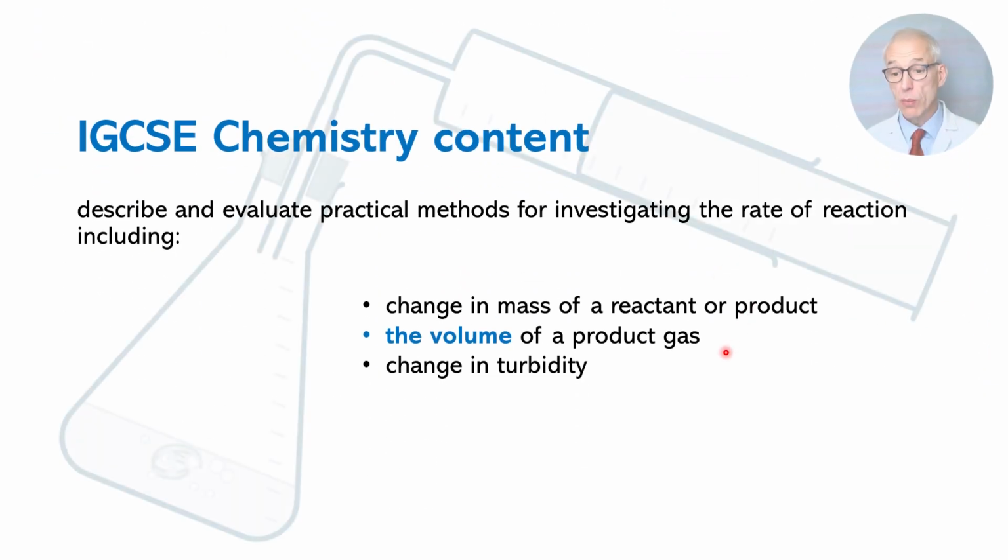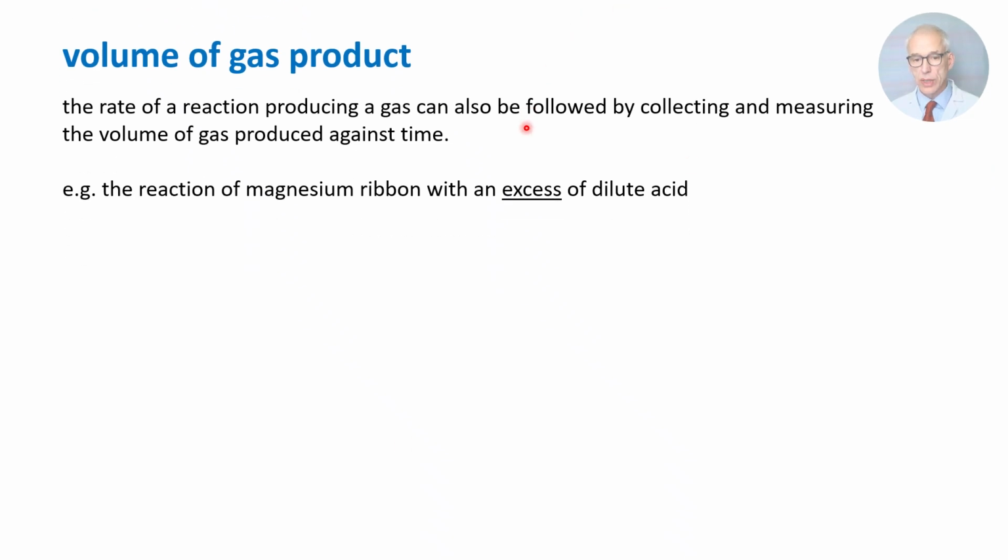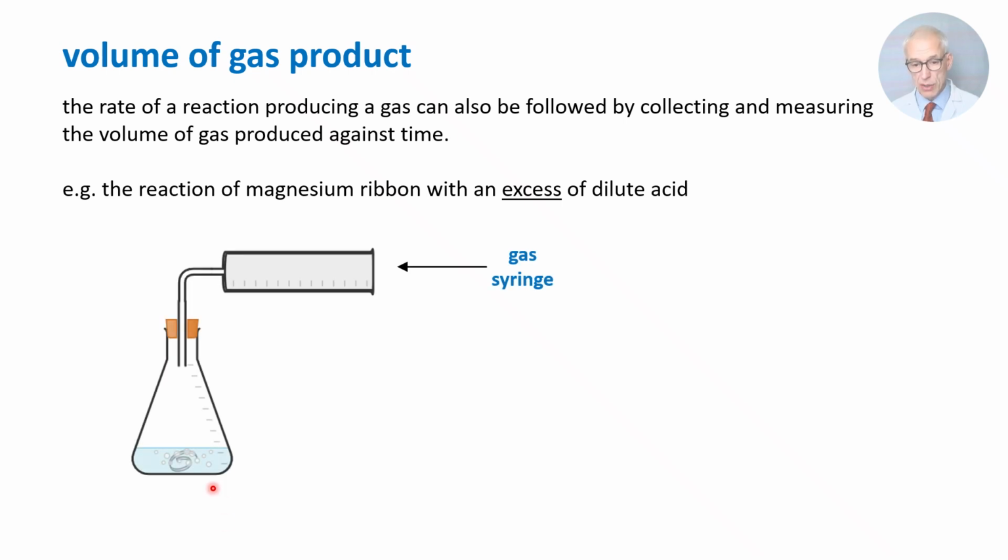Now we'll look at some ways of measuring and collecting the volume of a product gas. We can follow the rate of a reaction producing a gas by collecting and measuring the volume of gas at regular time intervals. The reaction of magnesium ribbon with an excess of dilute hydrochloric acid, for instance, would produce hydrogen gas. So we set up with a gas syringe and a sealed conical flask.